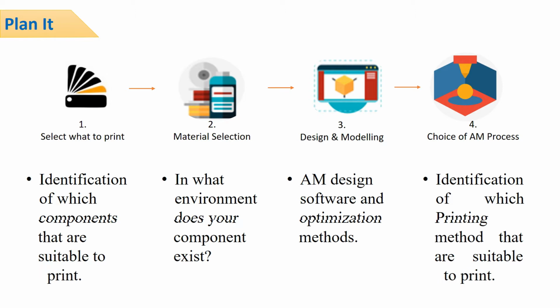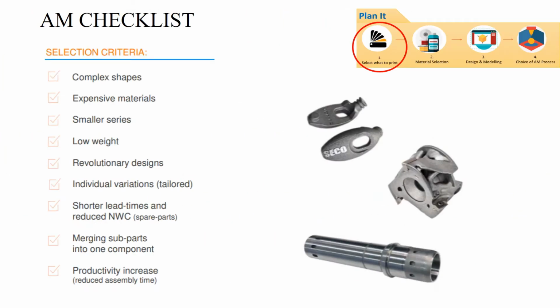design. The very first step of printing an object is to select what to print. In this step basically, we have to identify which components are suitable to print. As in the last video, we have mentioned the benefits of additive manufacturing. From that, we can say that there are no such criteria to select an object for printing. All types of the object we can print using additive manufacturing.